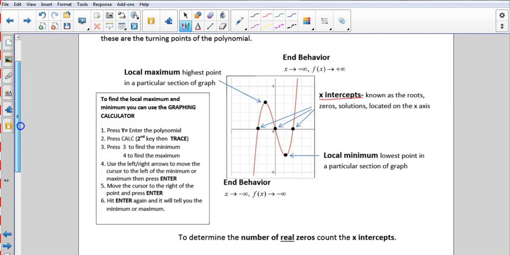X-intercepts, once again known as the roots or zero solutions, are located on the x-axis. We have 3 of them right there. Then, over here, we have a maximum. And if you think about looking at just the left side, it looks like a parabola, doesn't it? It actually looks like a positive and negative parabola that kind of merge together. So you have the highest point, and over here you have the lowest point in that section of the graph.